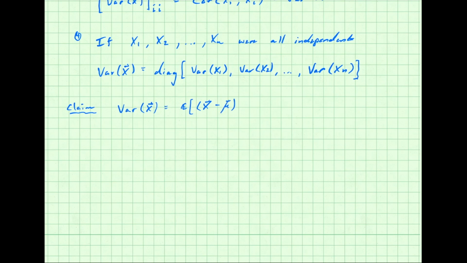So this is the random vector x minus its mean vector, multiplied by its own transpose. That gives you a matrix, and the expected value of that matrix is the variance-covariance matrix. Now here, we'll do a little proof, but in order for the proof to work, we're going to have to make use of something that extends the definition of expected value.